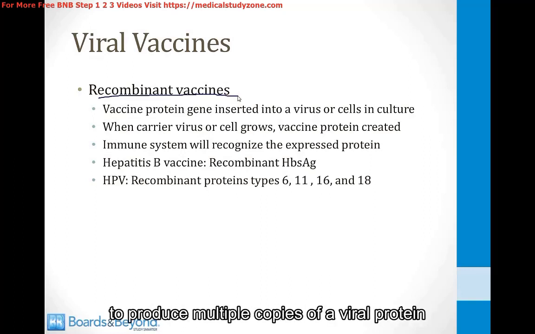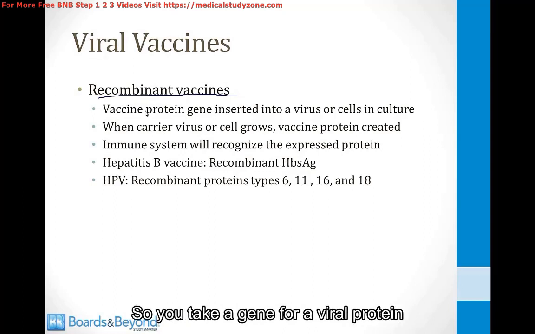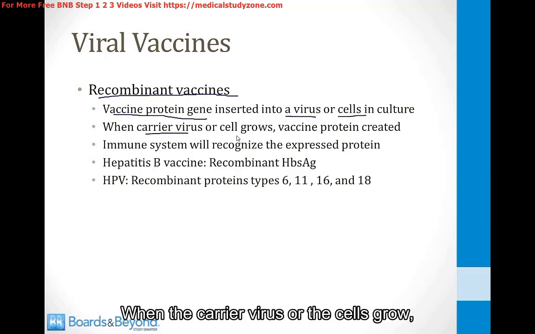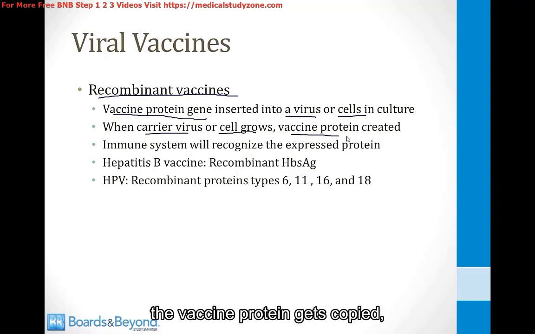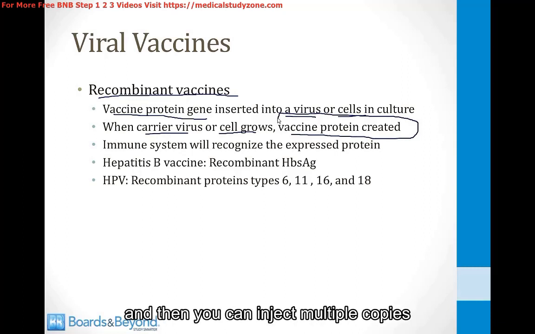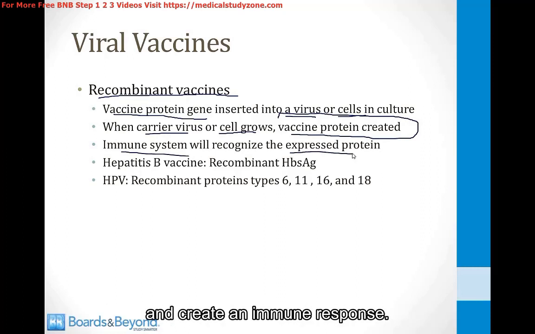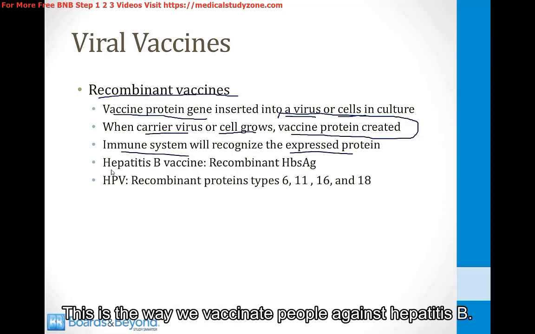is use a culture to produce multiple copies of a viral protein that you use for vaccination. So you take a gene for a viral protein and you insert it either into a virus or some cells in culture. When the carrier virus or the cells grow, the vaccine protein gets copied, and then you can inject multiple copies of this viral protein into a person, and the immune system will recognize the expressed protein and create an immune response. And this is the way we vaccinate people against hepatitis B.